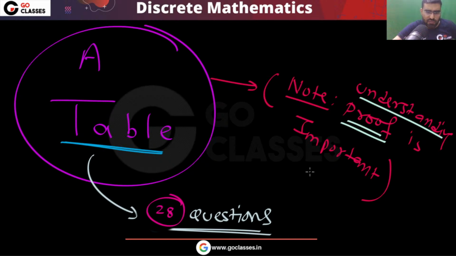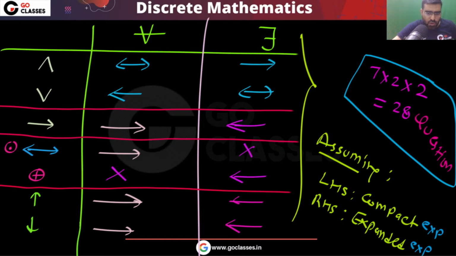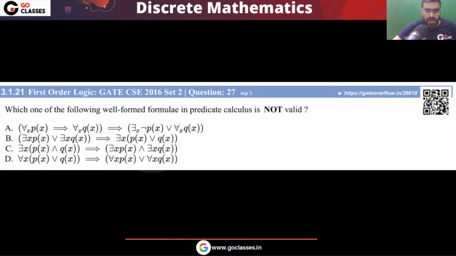In every situation, whatever variation they ask you, whatever question they ask you, you can solve it. So this table is not for by-hearting. If you are by-hearting this table, it will not help you. But if you are understanding this table, if you are understanding the proof, then it will help you. Now let's see this question.